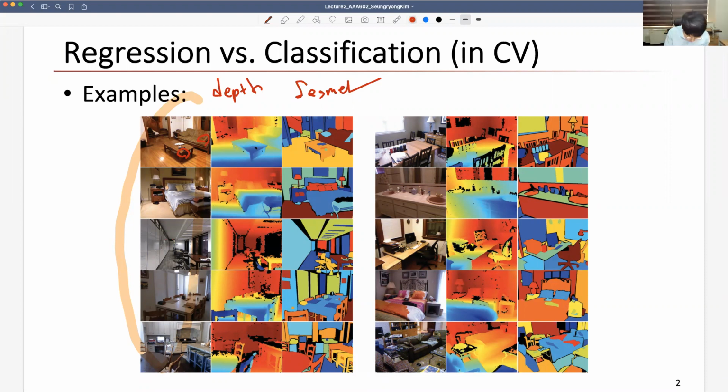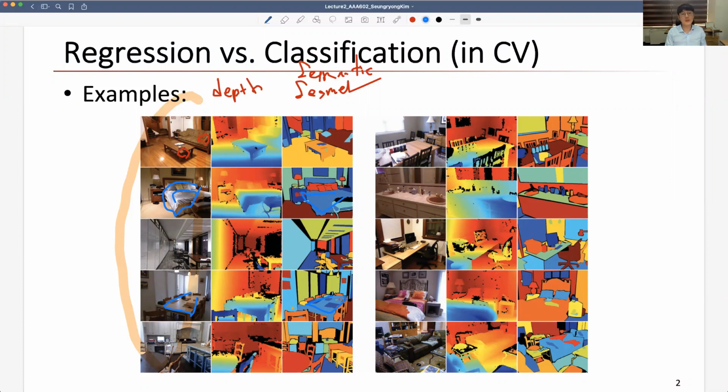What about segmentation? Actually, semantic segmentation. In the semantic segmentation problem, we want to group the pixels in terms of their semantic meaning. For example, the bed here, we want to group the pixels of the bed, something like this, or the table here. We want to group the pixels of the table object, right? So this is the semantic segmentation problem.